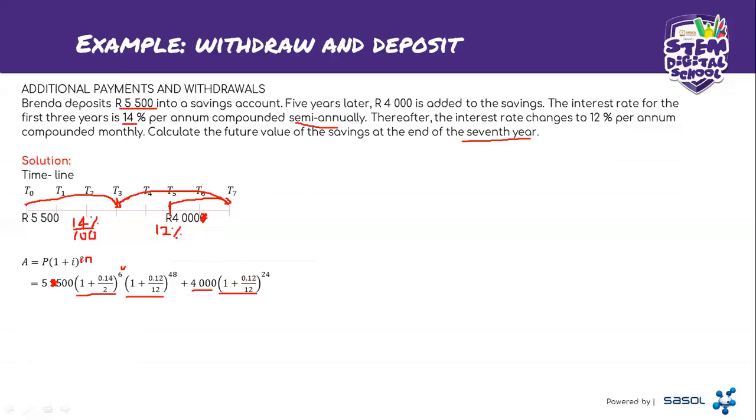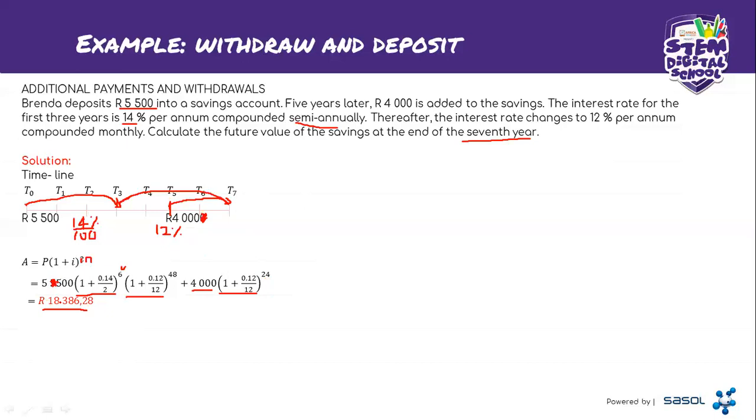Remember the interest rate for this period is 12%. Then 12% divided by 100 is 0.12, and it is compounded monthly, so we divide by 12. From the 5th year to the 7th year is 2 years, so we say 2 times 12, which gives us 24. The amount that we are getting is 18,386.28. So this is the amount that we have gained.